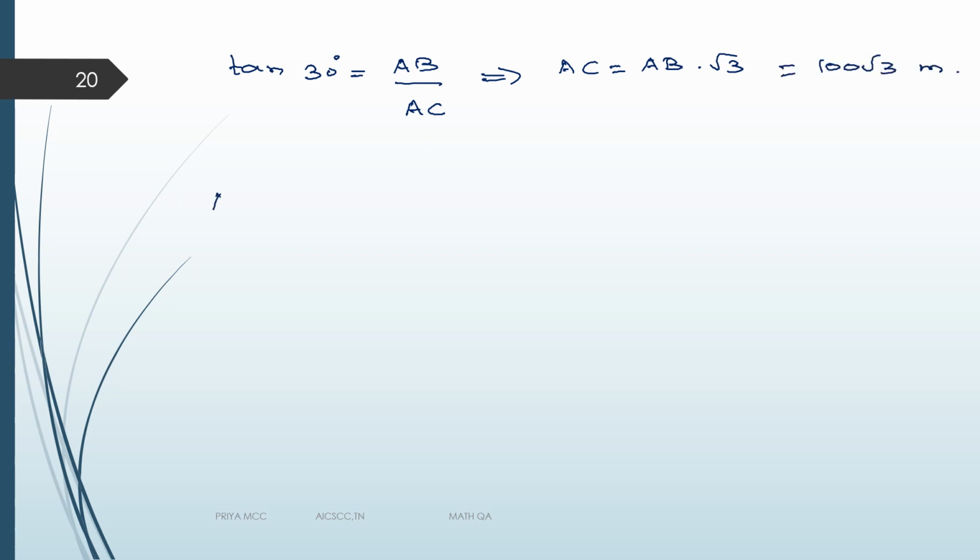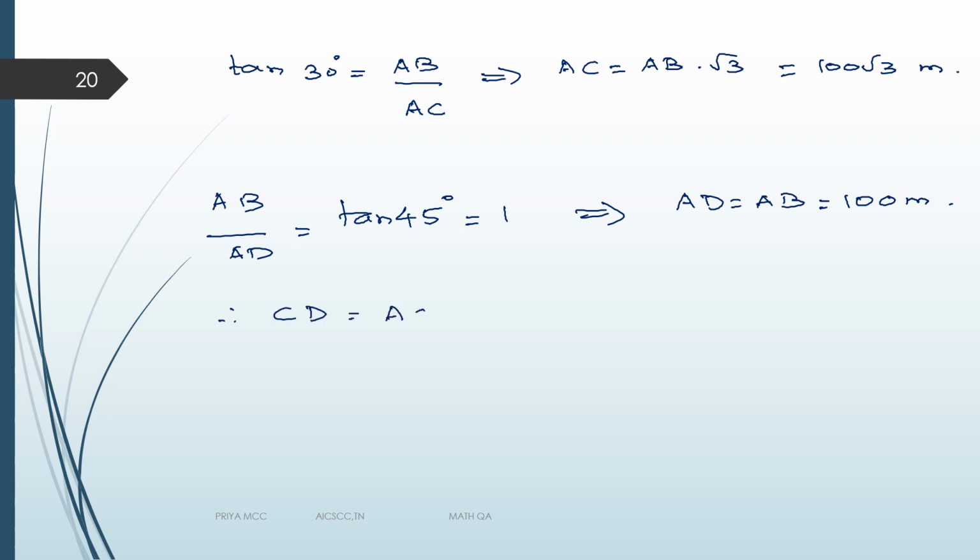So now what should you do? Tan 30. What's your tan 30? AB by AC. This will imply AC is equal to AB into root 3 because tan 30 is 1 by root 3. So that will be 100 root 3 meters. Similarly, AB by AD will be your tan 45, which is equal to 1. Therefore, AD is equal to AB, which is 100 meters. We already know the height of the lighthouse.